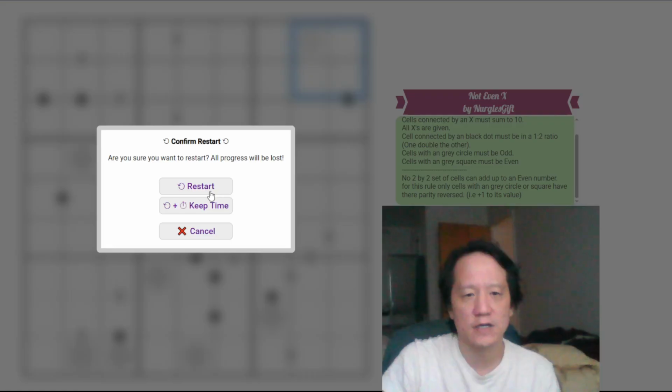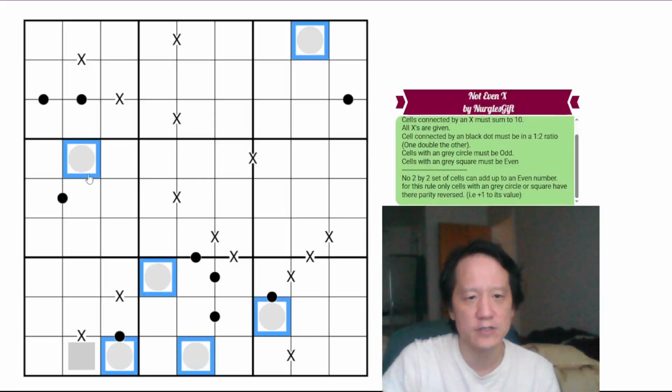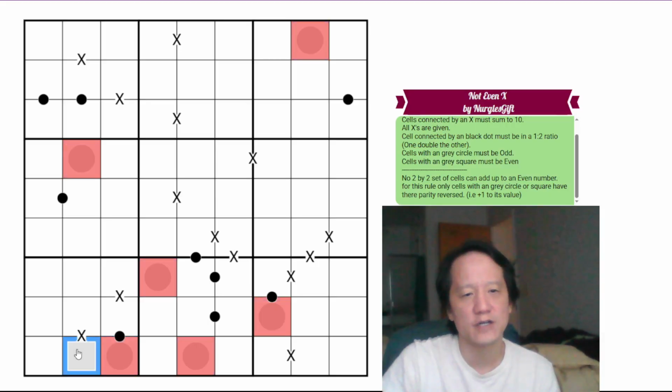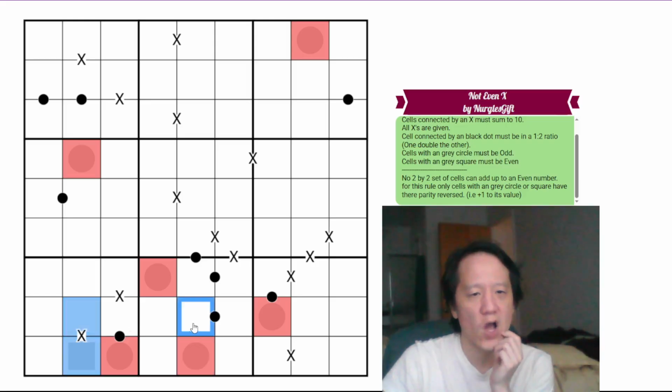Let's go. Okay. What does that mean? So these are considered even for the set of, that's going to be weird. Let's mark them as odd anyways right now. This is even. So this must be an even cell.